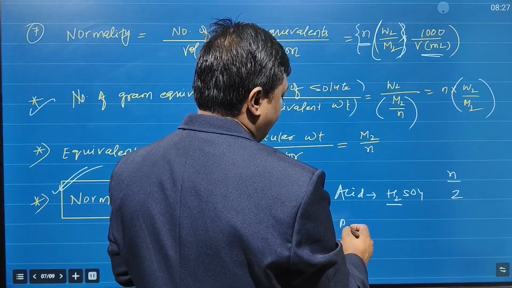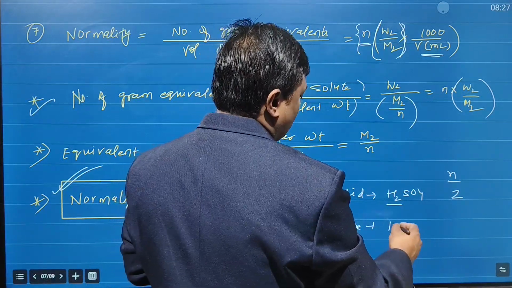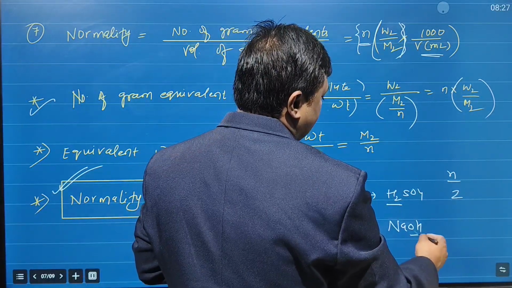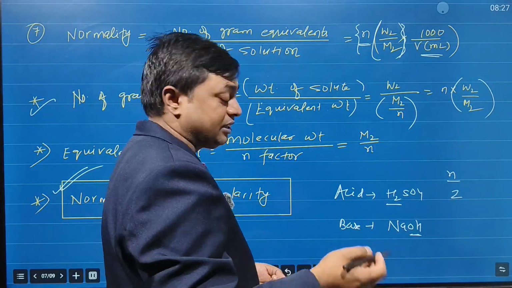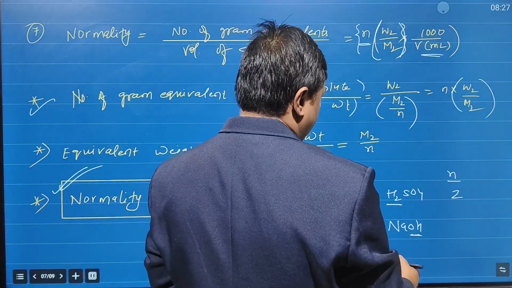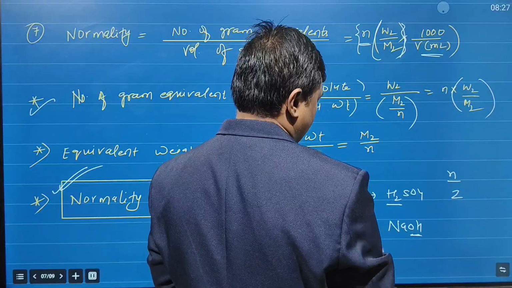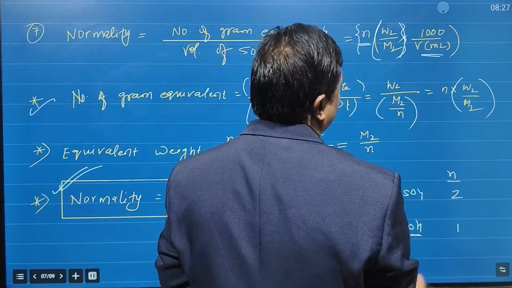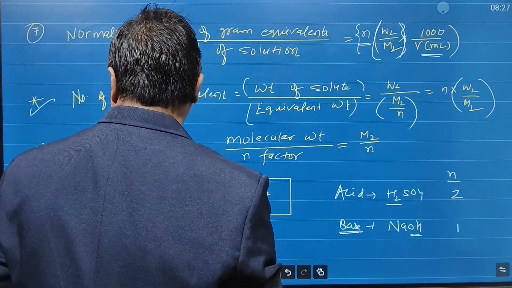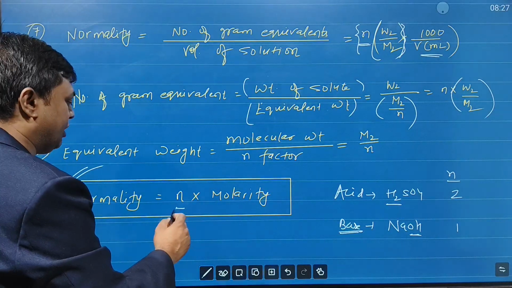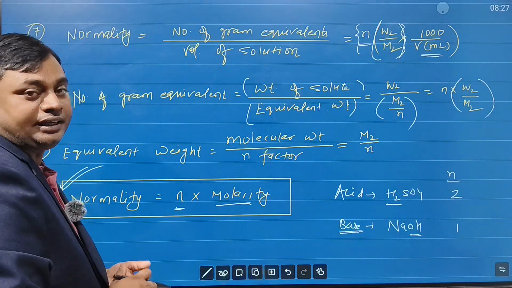For a base it is acidity. Suppose I talk about NaOH. How many OH minus ions are released? That is the acidity of a base. So the n factor is 1. So that is the n factor. So we can write the relationship: normality is n factor into molarity.